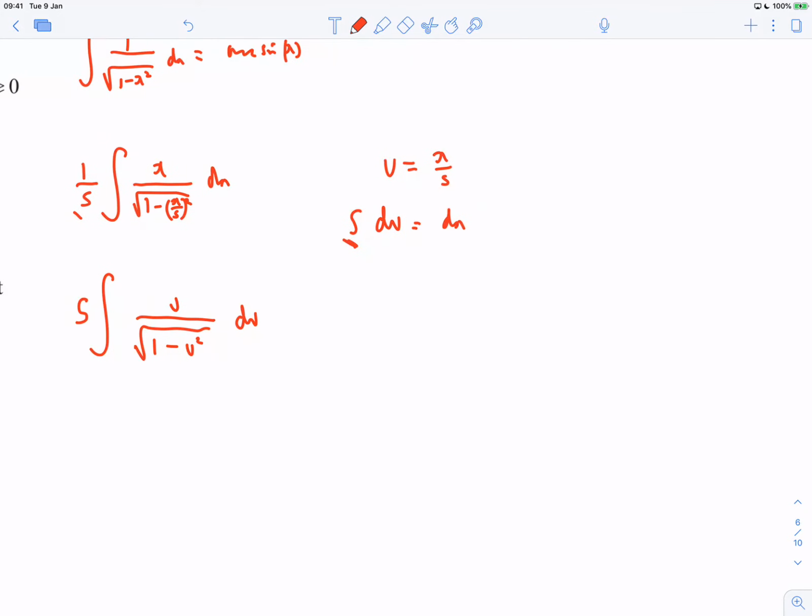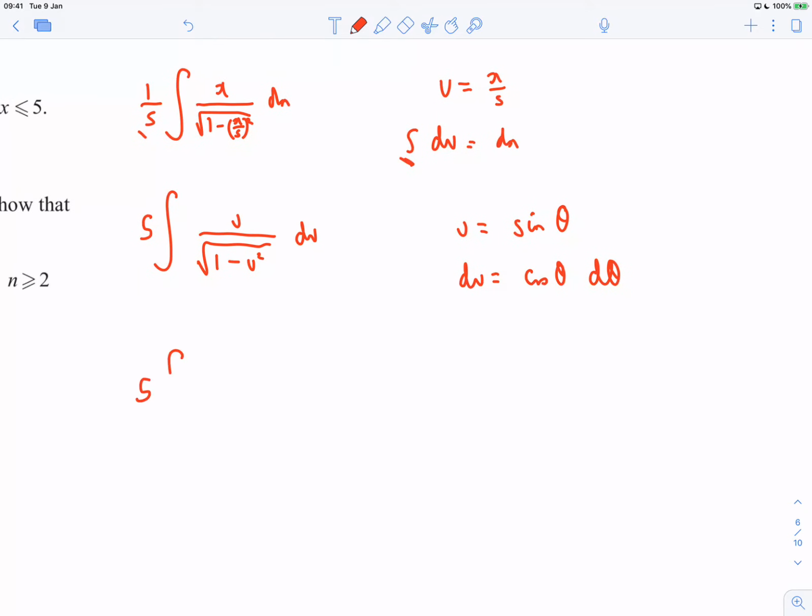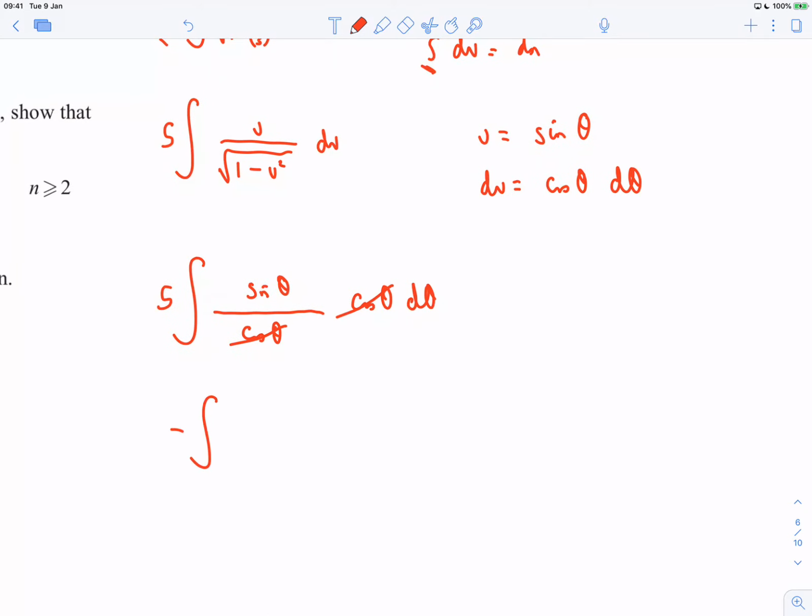Okay, how about I let u equal to, let's let u equal to sine of, let's pick a different thing, theta. Then du is going to become cosine theta d theta. Then what are we going to have over here? We're going to have 5 lots of u on the top, which is sine of theta, over the square root of 1 minus sine squared, which is cos squared, square root that is cosine theta, and du can be replaced with cos theta d theta. The cosine disappears, integrate sine becomes minus cosine, so this actually becomes minus 5 cosine theta plus a constant.